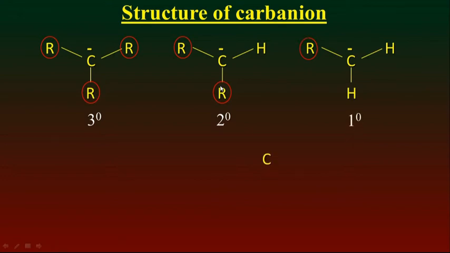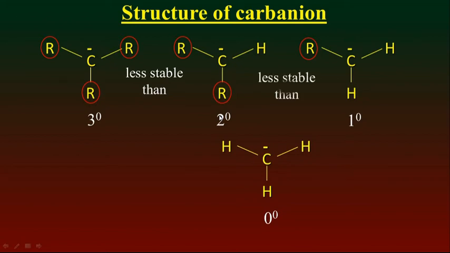And finally, this is the last one. Here the carbon atom contains a negative charge and 3 hydrogen atoms, so it is called 0 degree carbanion. The 3 degree carbanion is less stable than 2 degree carbanion, and the 2 degree carbanion is less stable than 1 degree carbanion. And in a similar way, the 1 degree carbanion is less stable than 0 degree carbanion, which will be discussed following.